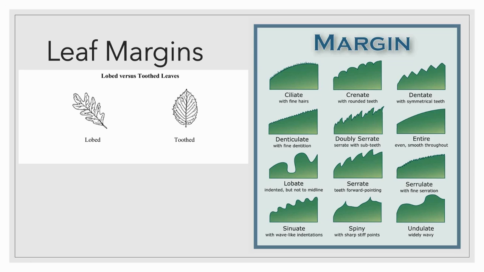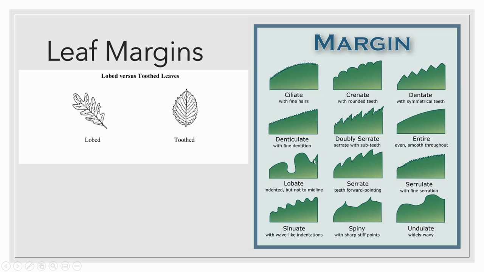And you can kind of get crazy with this and look at all these very specific identifications here. You can have ciliate with very fine hairs on its teeth. You can have crenate with rounded teeth, dentate with symmetrical teeth, denticulate with fine teeth, right? There are all kinds of different margin or edge treatment options you can have on a leaf. And that's how specific it can get, right? We're more or less just concerned with, is it lobed, is it toothed, or is it entire, right? So we're not going to get crazy into it, but you can see that there are just a lot of different options, even within the world of those two options, lobed or toothed. There are just countless options you can use to define this.